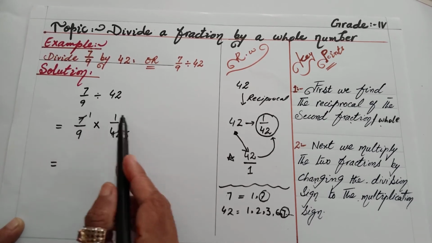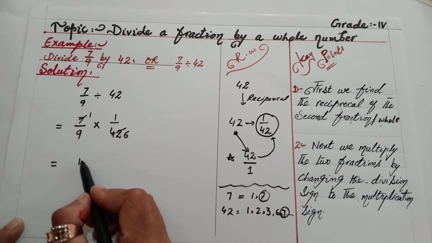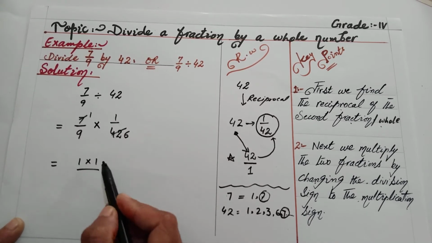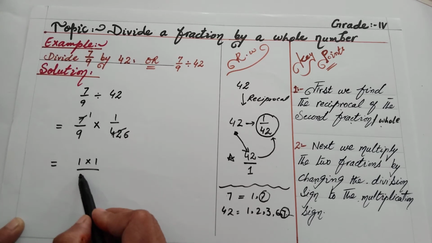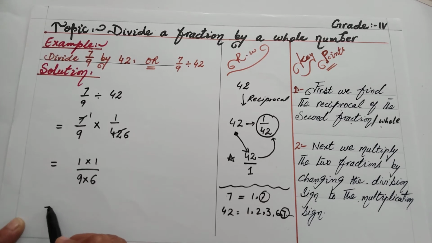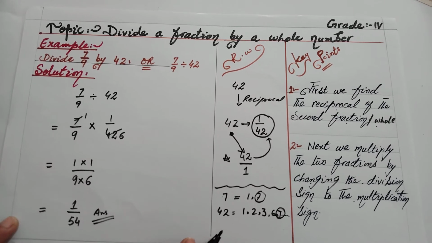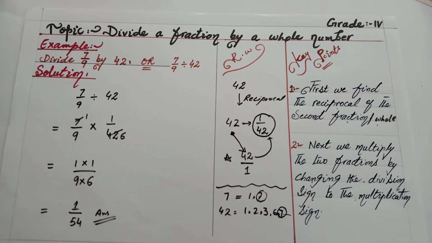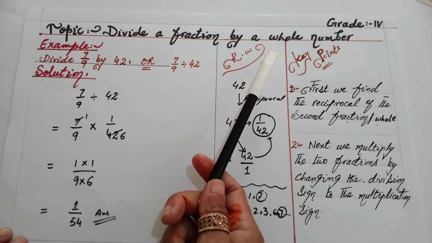Now we have to write the left numbers. Left number is 1 multiplied by 1, and in the denominator we have the left numbers 9 multiplied by 6. Now we will multiply these numbers. 1 ones are 1 and 9 sixes are 54. So 1 over 54 is our required answer. Got it? So dear students, this is all about how to divide a fraction by whole number.